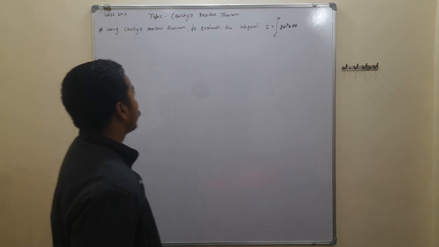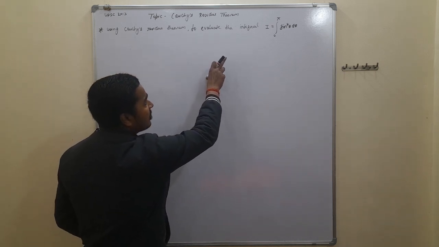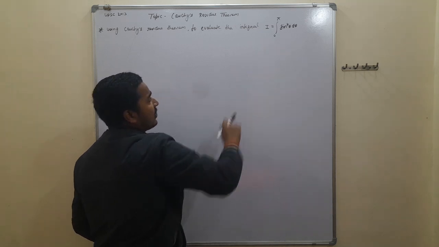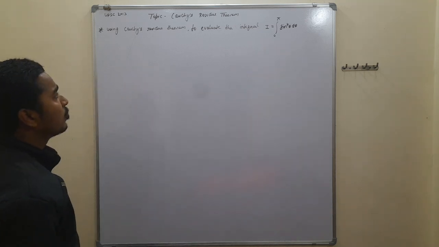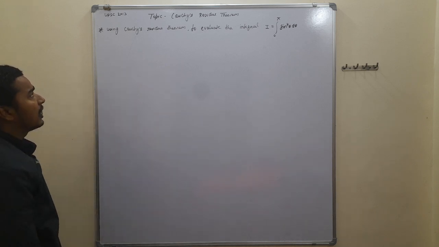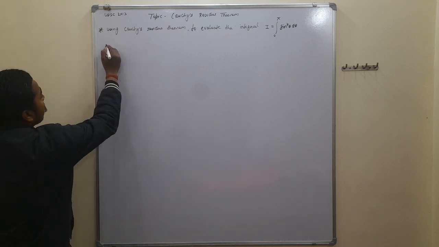Here in the question, using Cauchy residue theorem, evaluate the integral given by I is equal to the integral from 0 to pi of sin to the power 4 theta d theta. The question is based on Cauchy residue theorem. UPSC asked it in 2013 for 15 marks. Let's solve the problem.